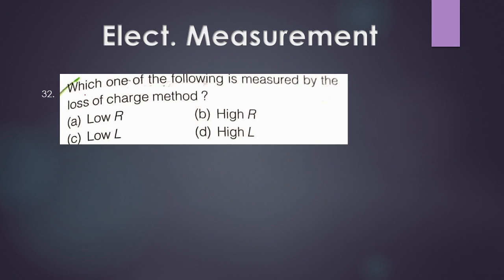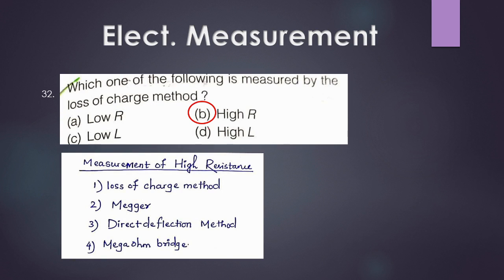Then coming to the next question. Which one of the following is measured by the loss of charge method? Let's see what will be the answer. The answer will be high resistance, because you can see the measurement of high resistance. The methods are loss of charge, Megger, direct deflection method, and megohmmeter method. So it is saying loss of charge, so it will be high resistance. Answer will be B.